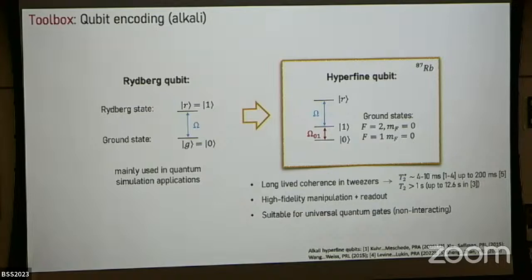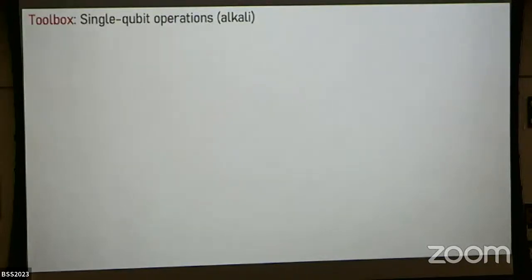I'm going to show you in the next slide. Okay, so this is the qubit that we're going to use when we talk about alkali atoms. I'm going to define different types of qubits when we switch to the alkaline earth. Okay, so coming to the question, now how do we do single qubit operations?